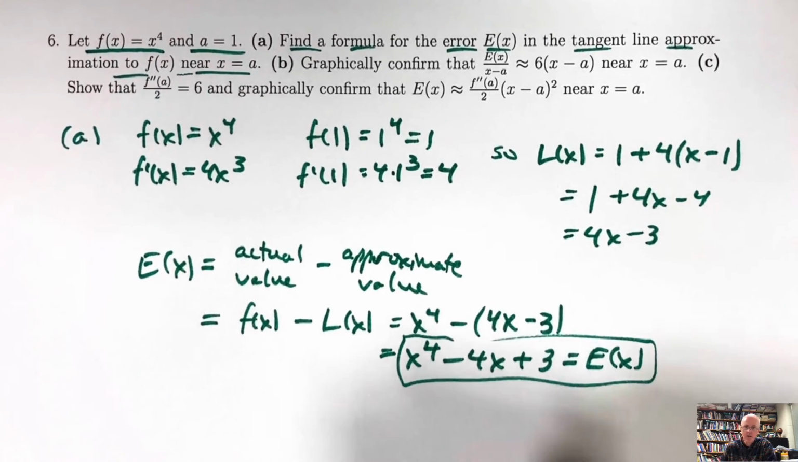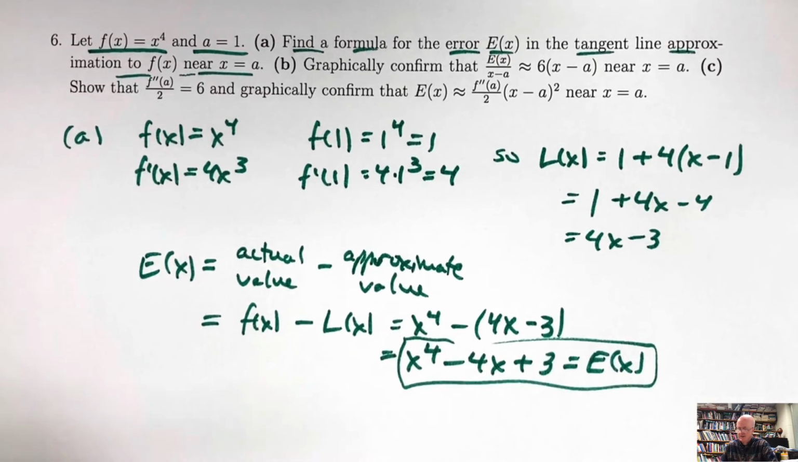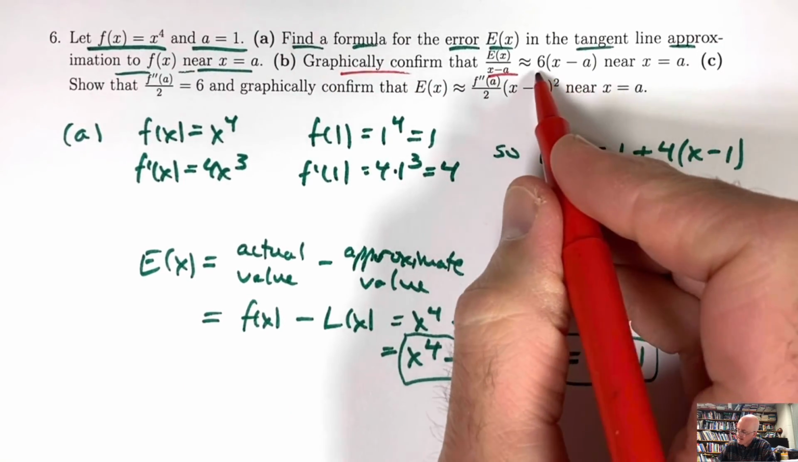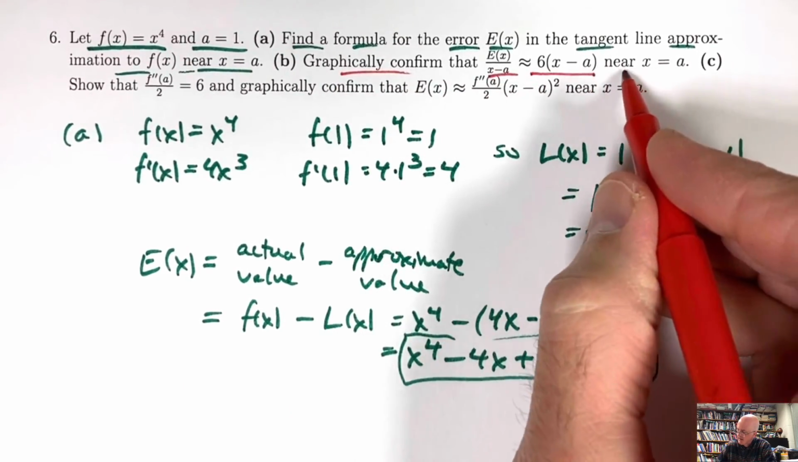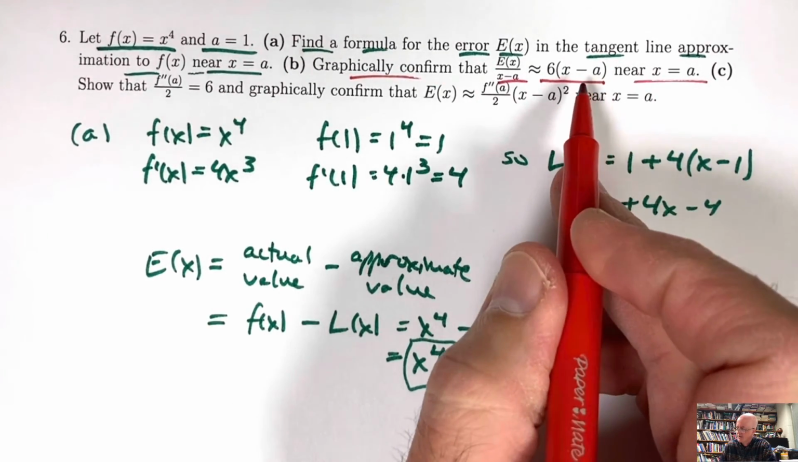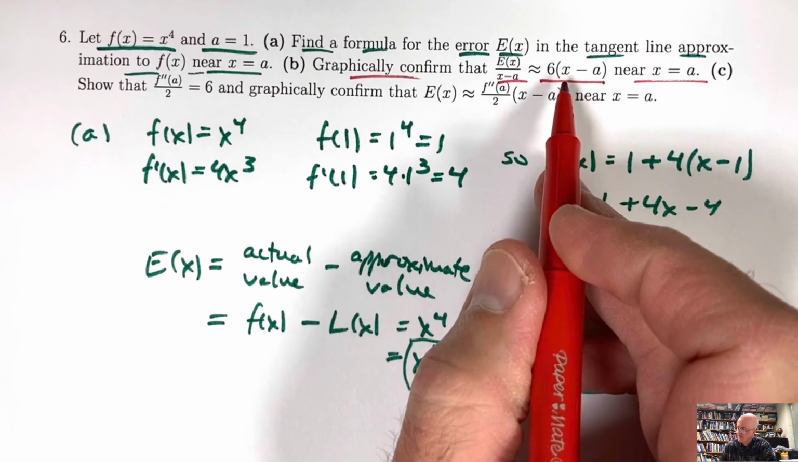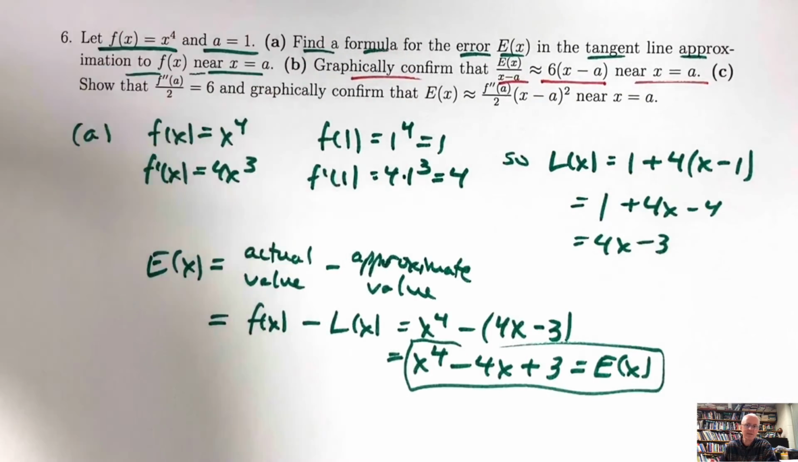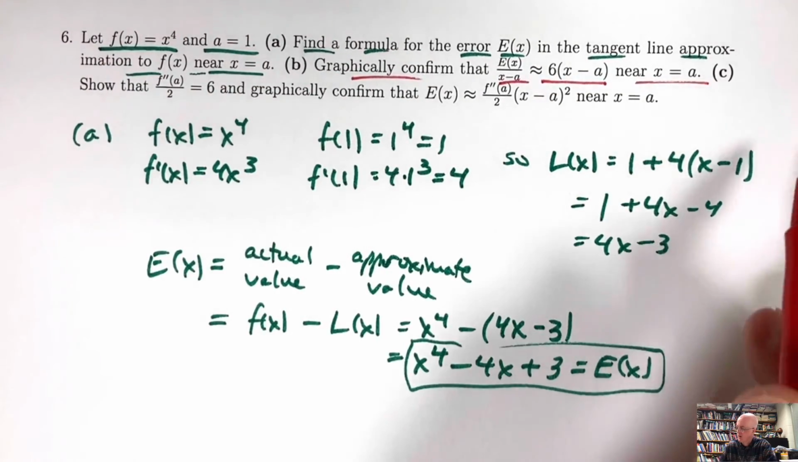Okay, big deal. Well, we could graph it. And in fact, that's what we're going to do in part B. Graphically confirm that the error function divided by x minus a is approximately 6 times x minus a near x equals a. Again, a is 1 here. And you might be wondering, why in the world would we care about doing such a thing? Before I actually do it, let's just talk about why it's important. Errors in linear approximations of differentiable functions are such that they go to 0 really fast as x approaches a.